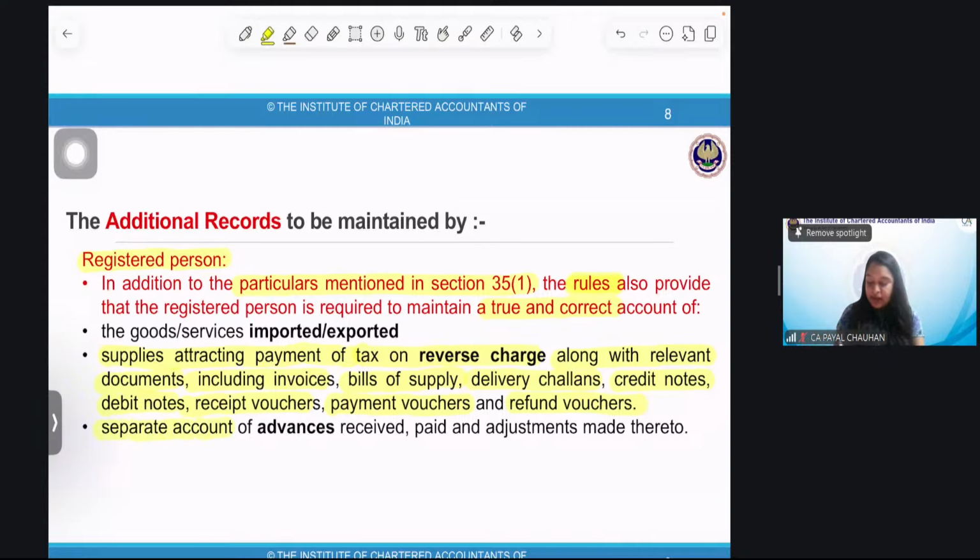Now, a separate account of advance received, paid and adjustments made thereto. My question to you: I have received 10,000 advance from each of my clients. What will I issue? Very good, Ashlesha. Receipt voucher. Perfect. So I have to keep a record of that also.